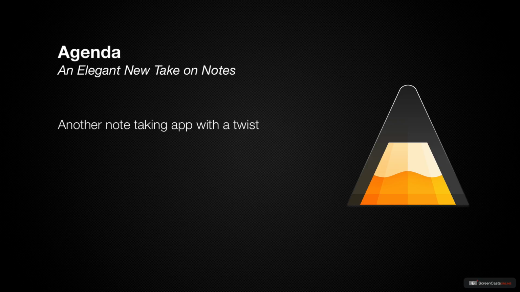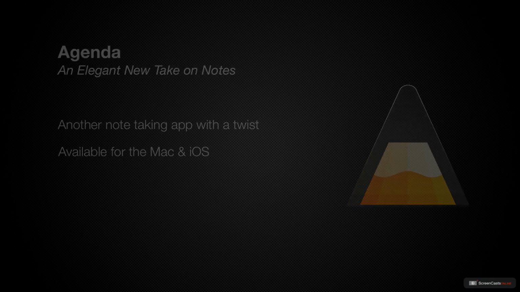You can assign dates to notes, as well as link your notes with calendar events to help you both plan and document your projects. Available for both the Mac and iOS, Agenda seamlessly syncs your notes via iCloud, so you're always completely up to date as you move between platforms. But let's start by taking a look at Agenda on the Mac.